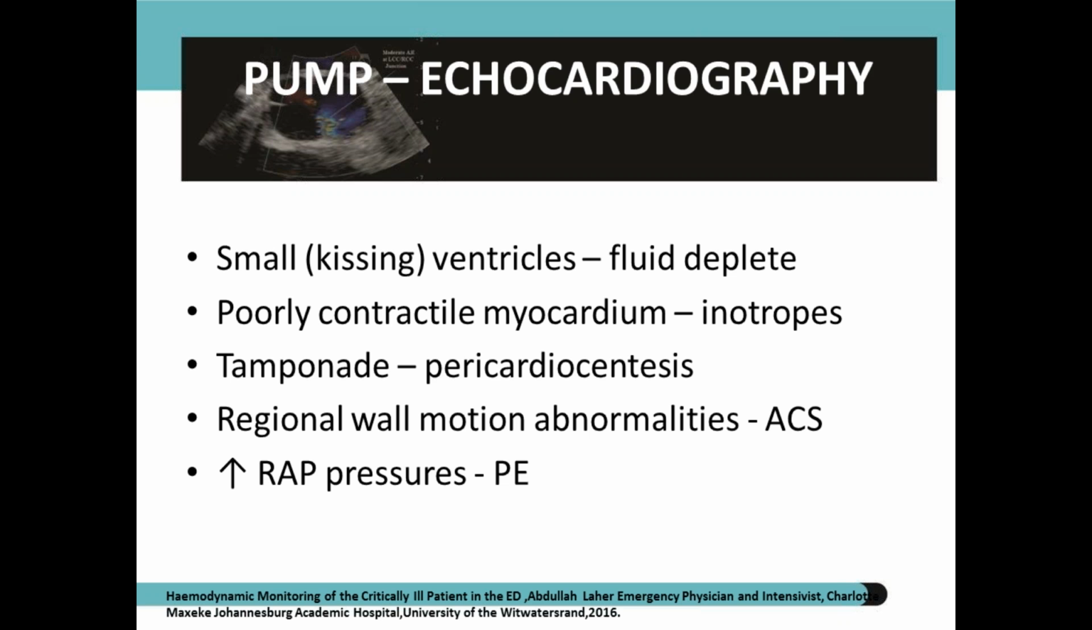You see the LV contract or retract, and I think Dr. Vivek showed it beautifully in one of his slides. And a poorly contractile myocardium needs inotropes. Short axis mid-papillary view, hypodynamic or a kissing ventricle or kissing papillary muscles needs volume. A tamponade, a lot of collection of blood all around, needs pericardiocentesis. And a regional wall motion abnormality suggests the coming up of acute coronary syndrome in the form of a fresh infarction. And an increase in RA pressures tells you pulmonary embolism.